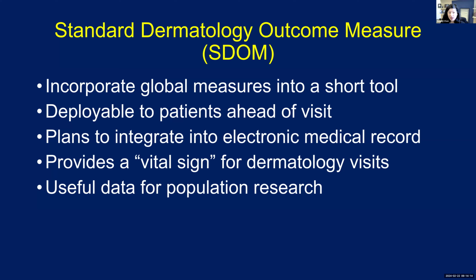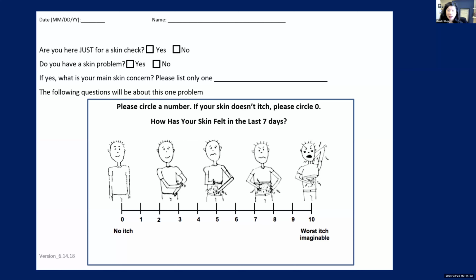So Meg Kren and myself and my former boss, Bob Swirlick, we developed something called the SDOM, or the Standardized Dermatology Outcome Measure, so that we can integrate this into the medical record and it can serve as a vital sign for our dermatology visits. And it would be useful as data to capture nationally for population research.